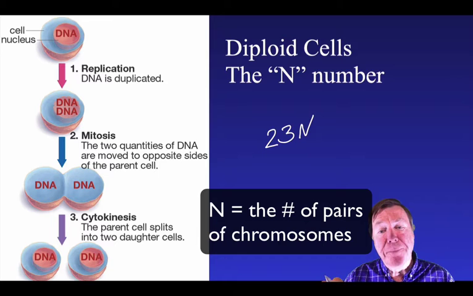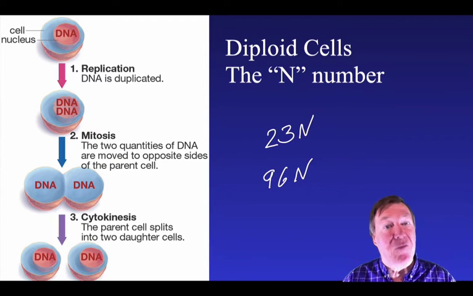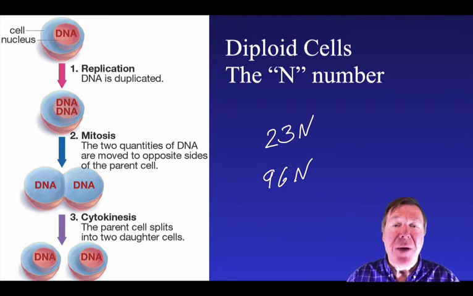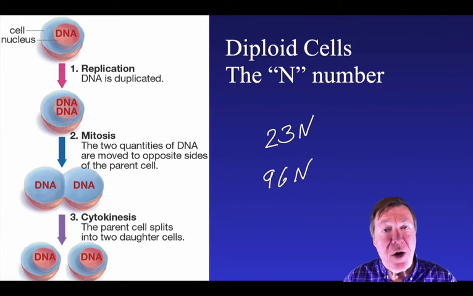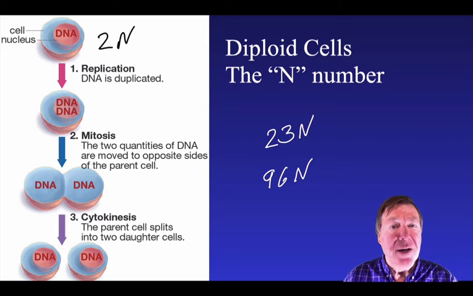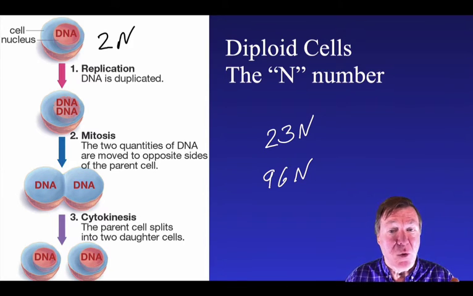Like corn. Corn is 90, I think it's 90. That's the number of pairs of chromosomes that a corn plant has. That means it has 192 chromosomes. When we talk about the N number, we're talking about a diploid cell. So our N number is 23. But what we're talking about is this is a 2N plant. 2N times is the number of pairs of chromosomes. We're 23.